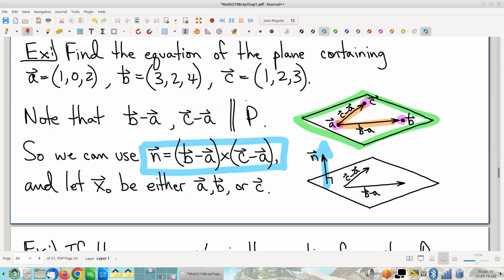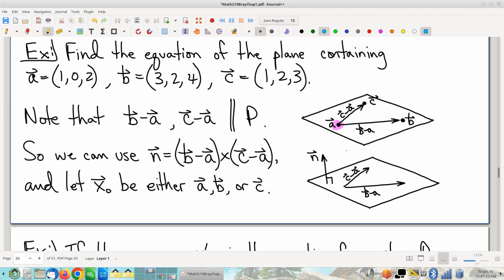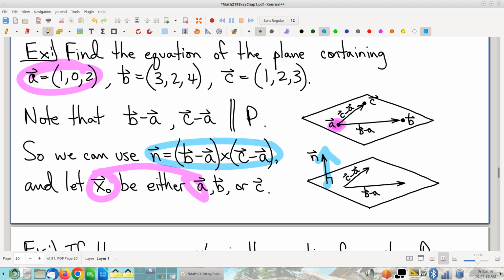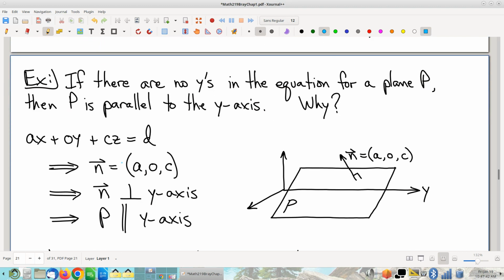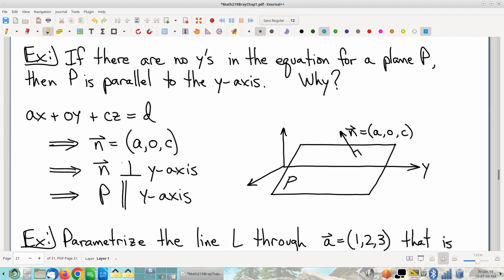All right. And once you have that normal vector, of course, it's all over because we can use any one of these points. Let's say A, doesn't matter. I can use any one of them to be my x naught. And now we just got through writing down a formula for n. And so we have the n, we have the x naught, we have the equation for the plane. Okay. Here's a neat fact. This comes up.